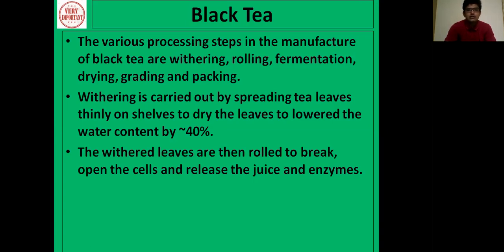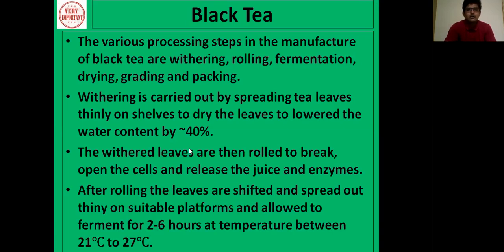Once the amount of moisture or water is reduced by 40% by the withering process, the next step is that the leaves are rolled to break open the cells, and in this step the juice and enzymes are released from the leaves. After rolling, the leaves are shifted and spread out thinly on a suitable platform and allowed to ferment for 2 to 6 hours at a temperature between 21 degrees centigrade and 27 degrees centigrade.